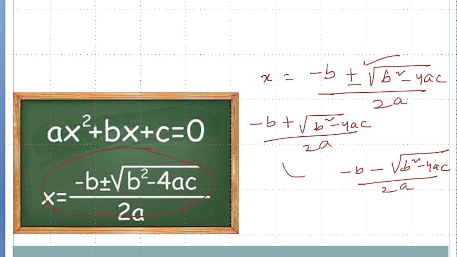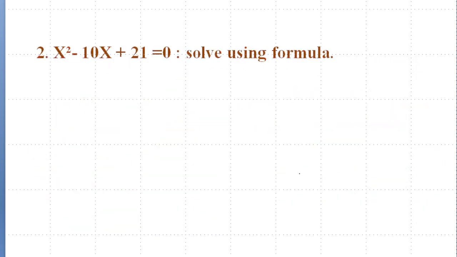These are the two answers for the roots of x. Okay, now let's see another example. This is another question which we will solve using the formula. So what is our question? Our question is x square minus 10x plus 21 equals 0.